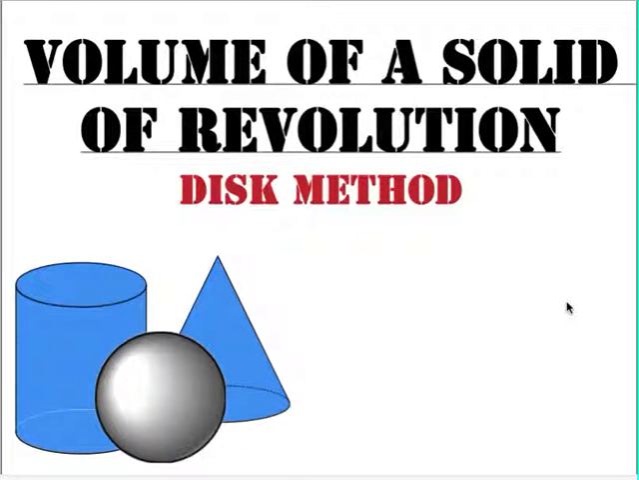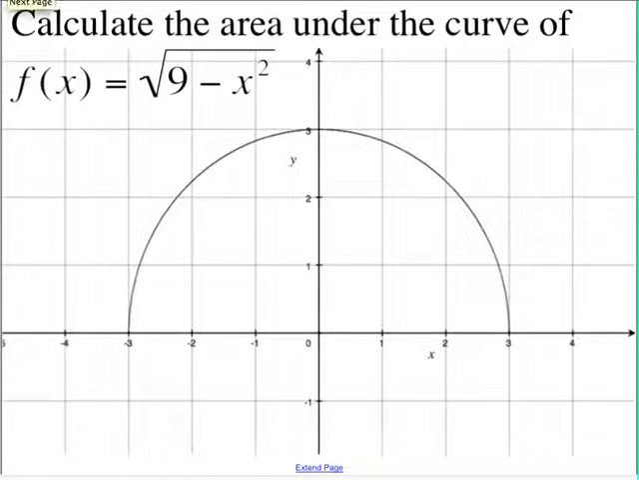This video is going to cover section 5.9, volume of a solid of revolution, and today's day 1, and we are learning the disk method. What I'd like you to do first is partner up, and with a partner I want you to calculate the area under the curve of f of x equals the square root of 9 minus x squared.